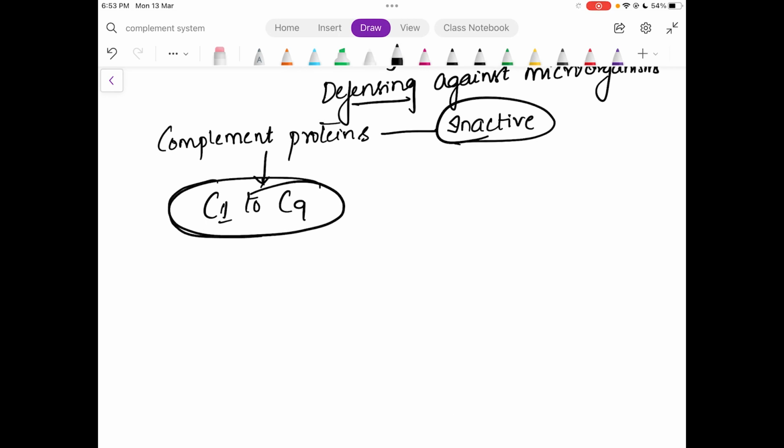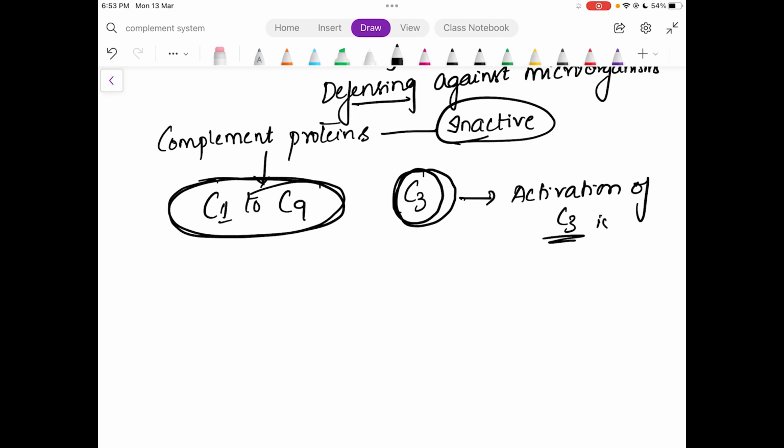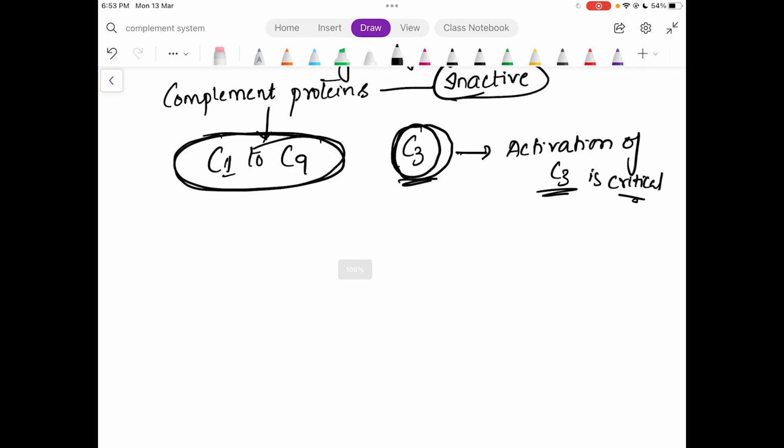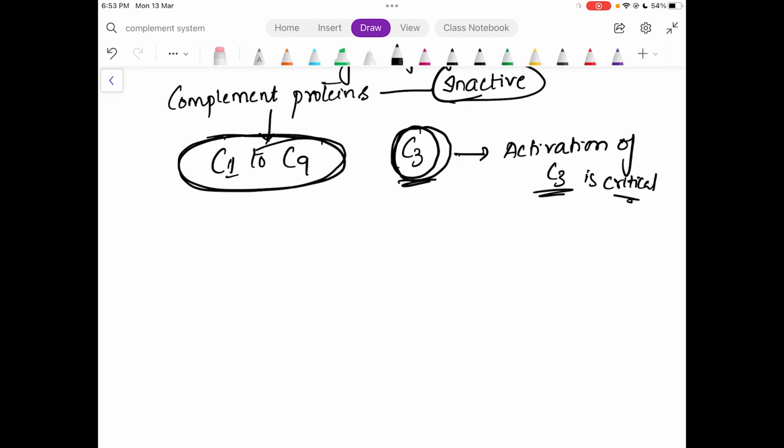From C1 to C9, we have a critical step. That critical step is C3. The activation of C3 is very important. This activation is a critical step. This C3 activation, or cleavage of C3, is done with the help of three pathways.